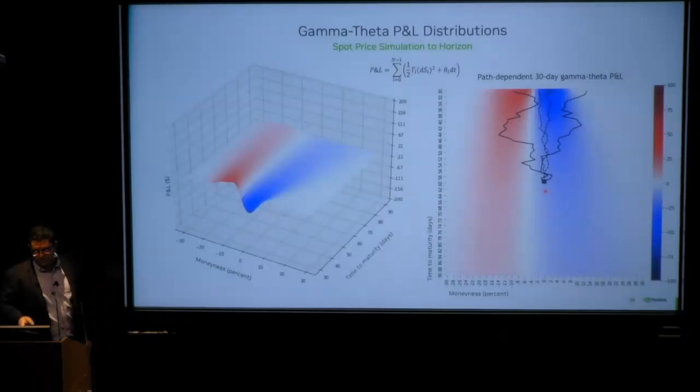So I'm showing you here a grid of particular options. You have moneyness in percent on the x-axis, time to maturity on the y-axis, and the color is the P&L. And this is just a 3D view of what that surface would look like. You're seeing just a sampling of some of the paths. Every cell in this grid is an option with a particular maturity, and every path here is a total of 30 days.